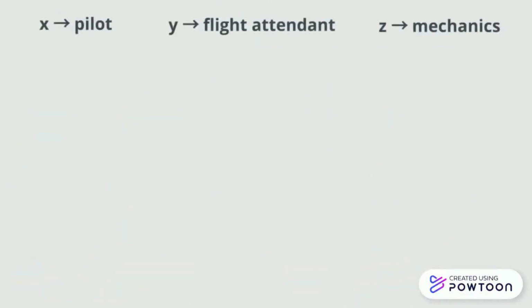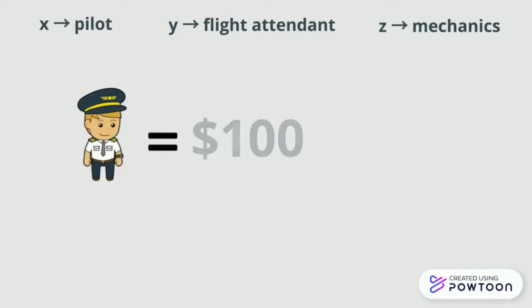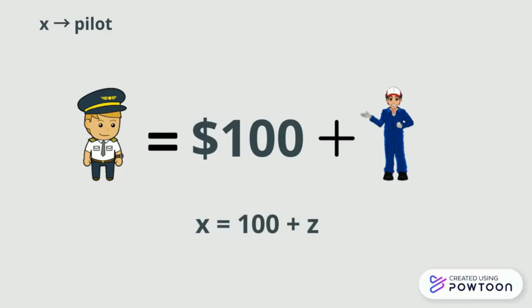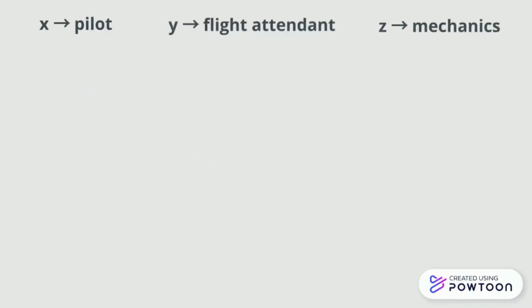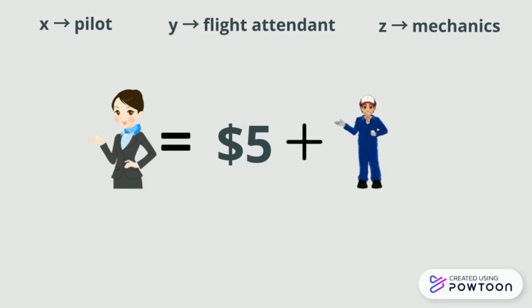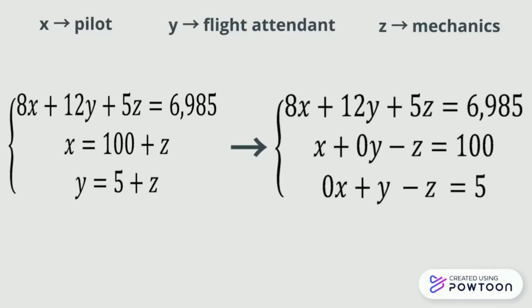Also, the problem states that the salary of the pilot is $100 more than the salary of the mechanic. So the second equation will be x equals 100 plus z. And it also says that the salary of the flight attendant is $5 more than the salary of the mechanic. So the third equation is y equals 5 plus z. This will be our following system of equations.